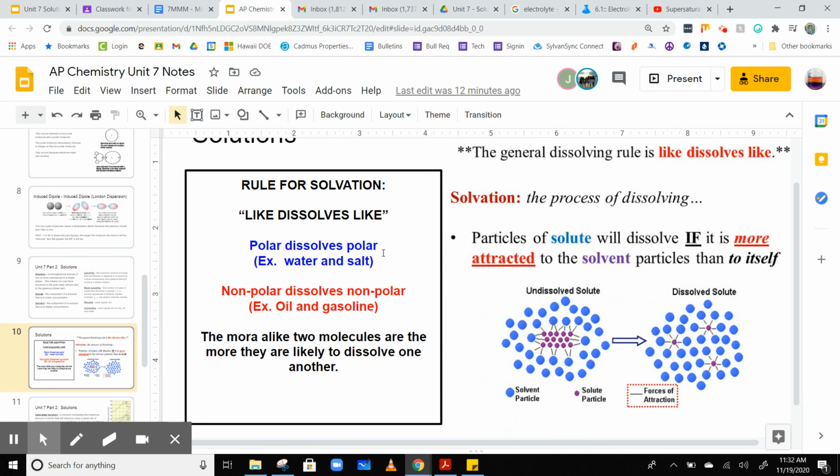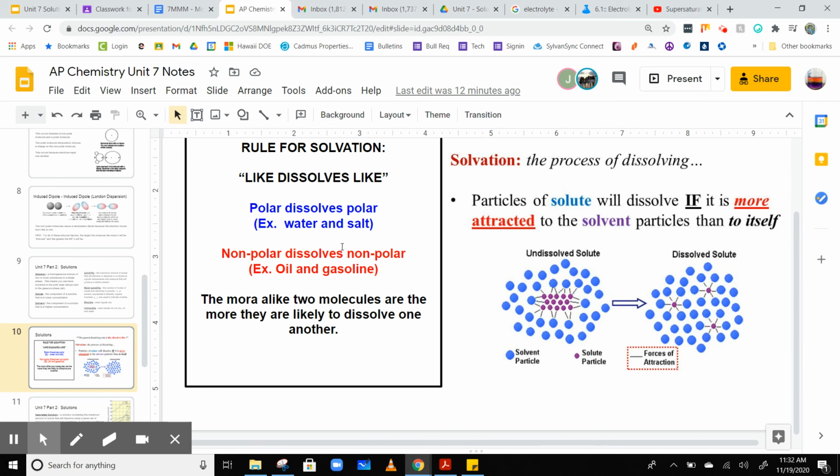The rule for solvation is generally like dissolves like, as you probably know already. Polar dissolves polar, non-polar dissolves non-polar. So polar dissolves polar, meaning water will dissolve something like salt. Water has a positive and a negative end. Salt has a positive side and a negative side. And then non-polar dissolves non-polar, so something like oil and gasoline. Basically, the more alike two molecules are, the more likely they are to dissolve one another.